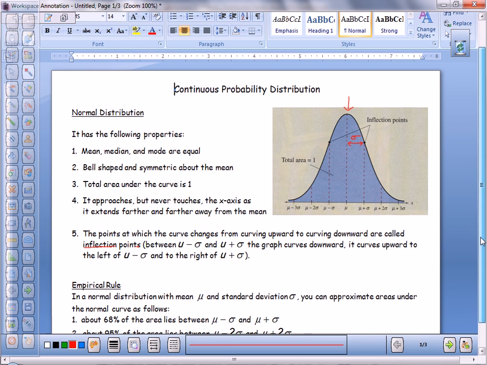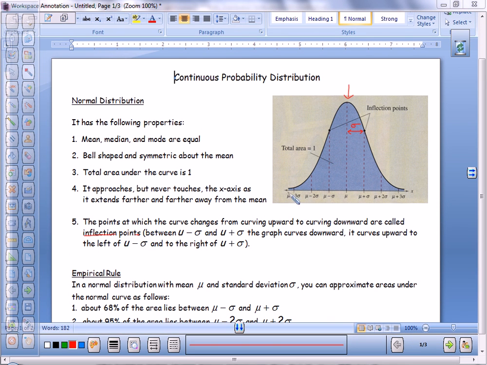All right, let's go back to the other sheet. So this is our continuous probability distribution. The mean, median, mode are all the same. They're located at the highest point on our probability distribution. One standard deviation away on either side would represent our first inflection point. And then we have 2 standard deviations and 3 standard deviations.